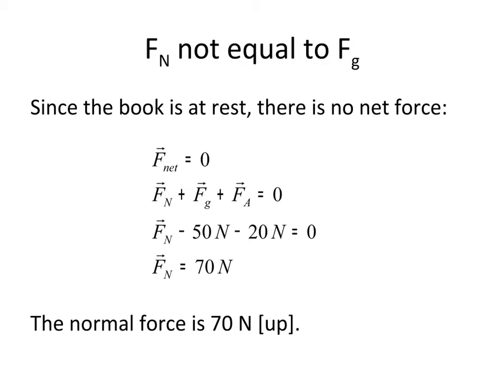Now the book is at rest, and so there is zero net force in the y direction. So the normal force, which we take to be positive, plus the force of gravity or weight, plus the applied force must be equal to 0. So you'll notice here that because the weight is downward, the weight is negative, and the applied force is also negative because it's also downward. So when we rearrange our equation, we get a normal force with a magnitude of 70 newtons, and we already know that the normal force is upward from our free body diagram.